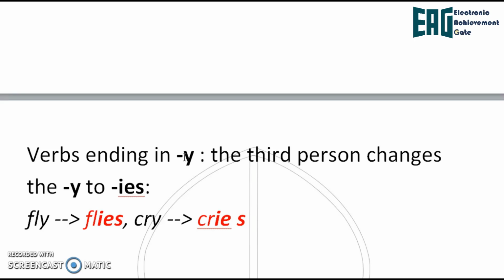If the verb ends in y and before the y a consonant letter, the y will be ies. Fly will be flies. We cannot say flys like this. It's wrong. So we omit the y and put ies.